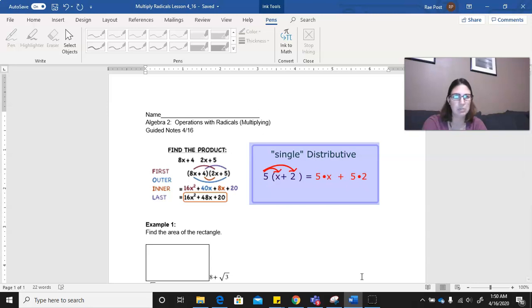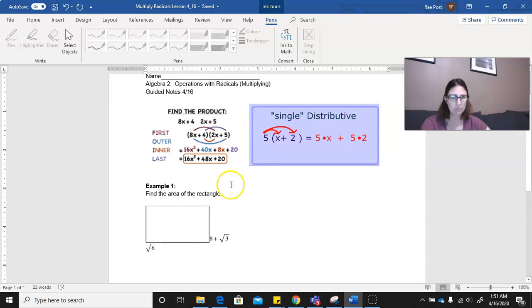So we're basically going to bring back foiling, and we're going to bring back distribution. Sometimes you guys don't call it FOIL. Most of you do. Sometimes you guys use the box method. Sometimes you call it double distribution. Sometimes you call it distribution. So we're just going to multiply these radicals just like we've been doing with any other kind of binomial. So these are like binomial radicals, except for this first one, we're going to start kind of small.